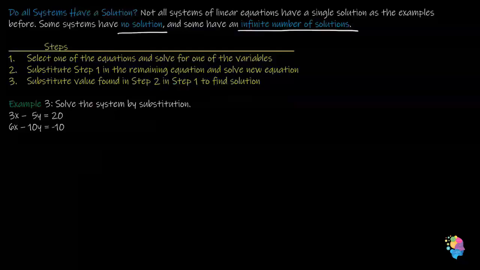Using the substitution method, how do we find when the lines are parallel and there is no solution, or when you end up with the same line and you have an infinite number of solutions? We were going to start just as before. I'm going to select one of the equations.